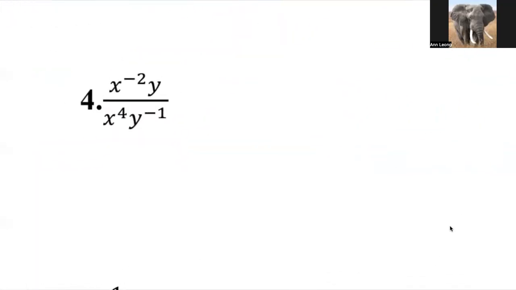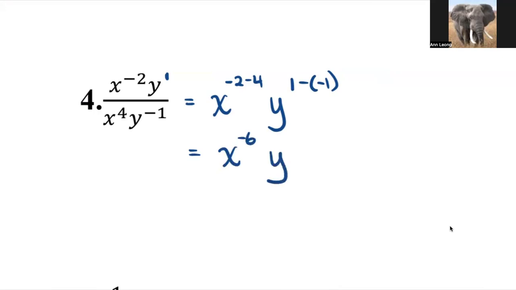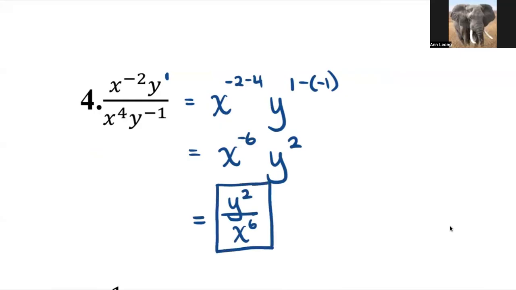Number 4, I have multiple bases here, so go ahead and combine those bases. I'm going to have x to the power of -2 minus 4, and then y, this is y to the first here, will be 1 minus -1. So this gets me x to the -6 and y to the +2. And for this to be fully simplified, make sure you have no negative exponents. So to make that 6 a positive, I bring it down to the denominator. And that's number 4.